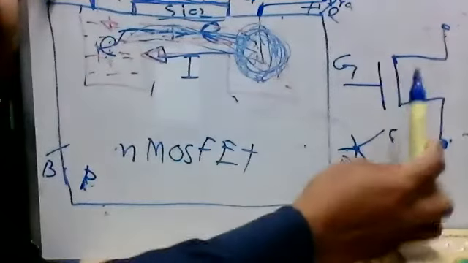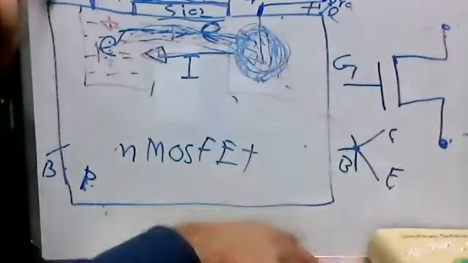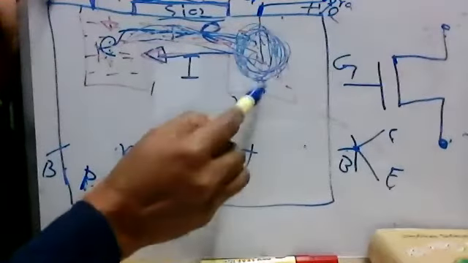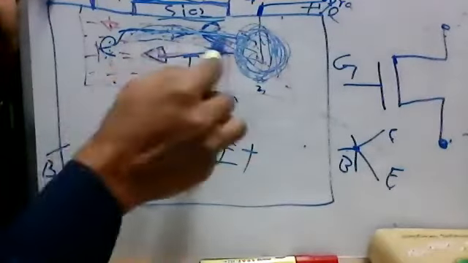And now look at here, in here, there's a gate. You see, there's a space here. That means there is a gate. Gate is separating from those. You see, these are connected. This is source and drain. These two are connected by a channel here, of electrons. They are connected by a channel here.